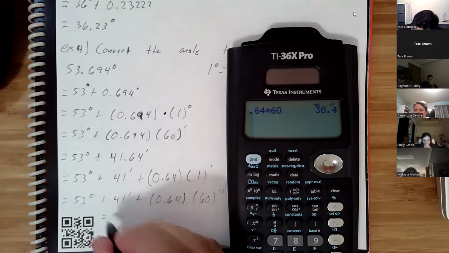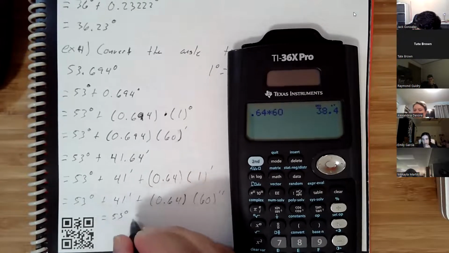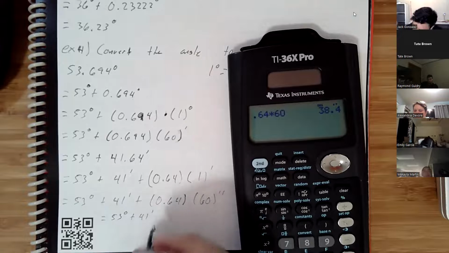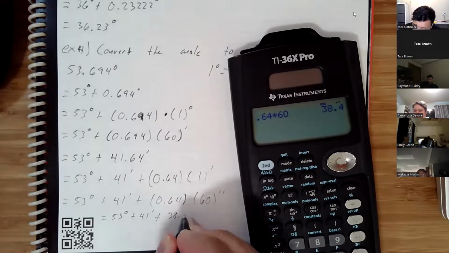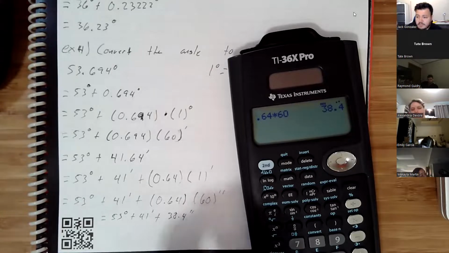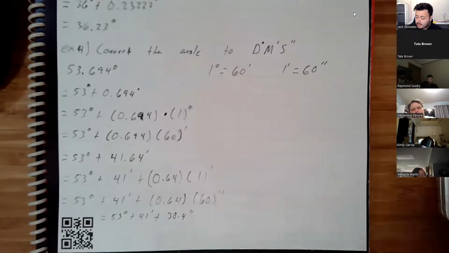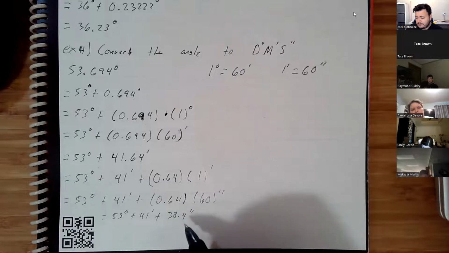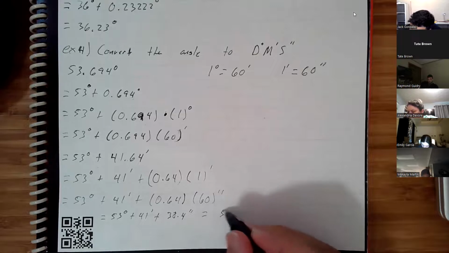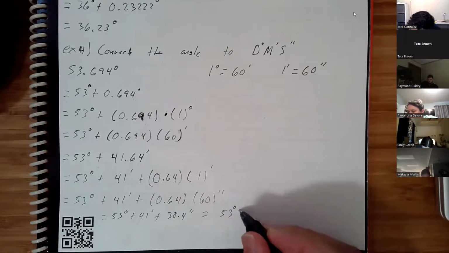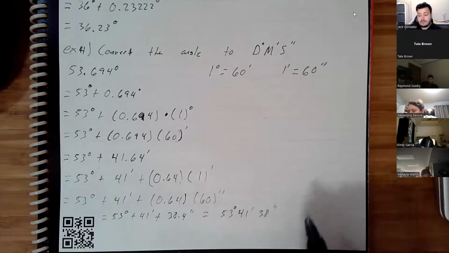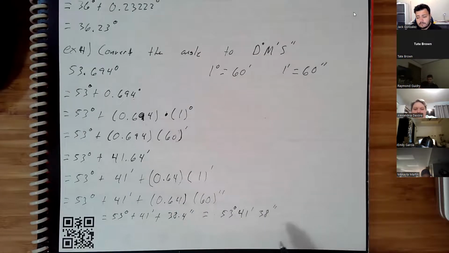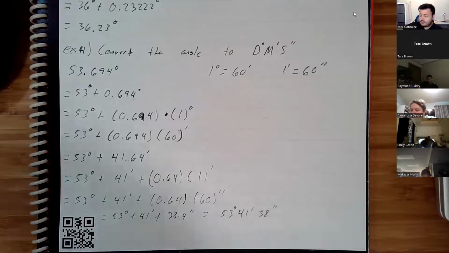So this will become 53 degrees plus 41 minutes plus 38.4 seconds. So at this point, you're going to have to round. So you're going to cut off that 0.4 because this is now fractions of a second. So change this into 53 degrees, 41 minutes, 38 seconds. So now we're in that other form, DMS. So that's how you go from one way to the other.